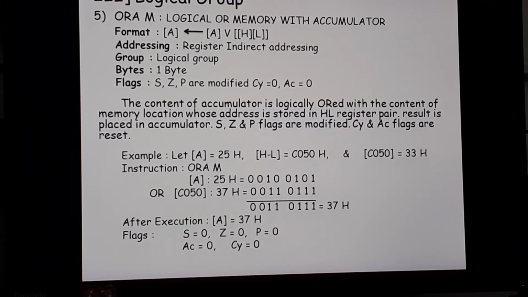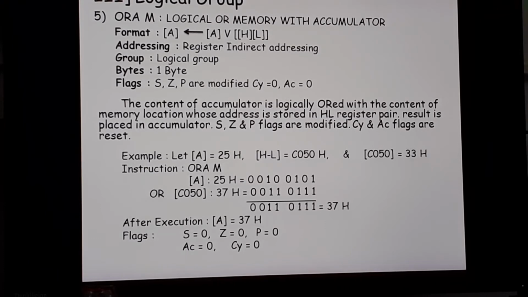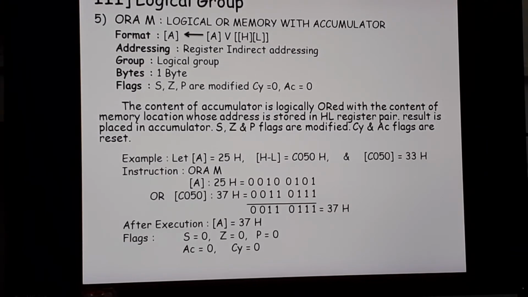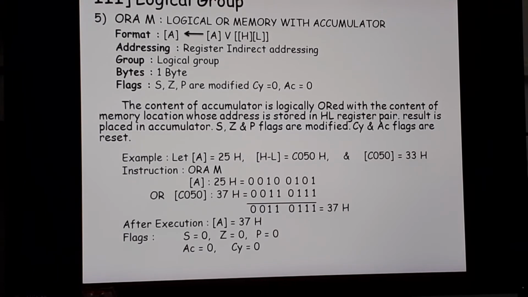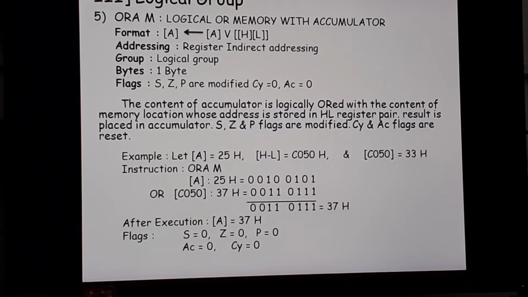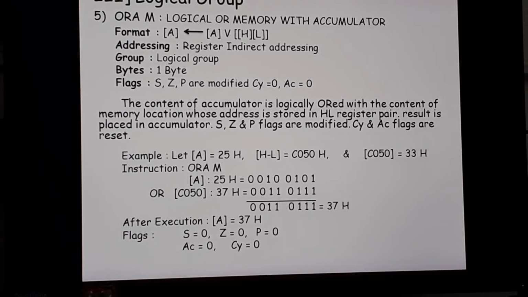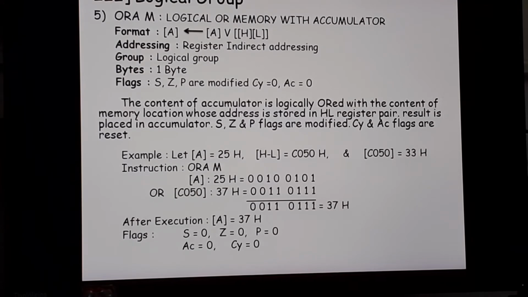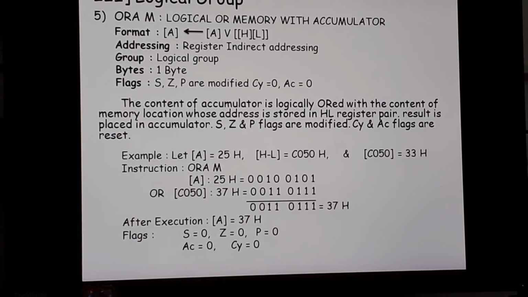The binary OR operation you need to mention in binary digits. So 25 in binary, you will be writing 37. Sorry, I have taken 33 by mistake. I have written here, you will be writing it as 37. So after ORing the data comes to 37 again. The answer is 37 itself. So you will write after execution accumulator is 37.